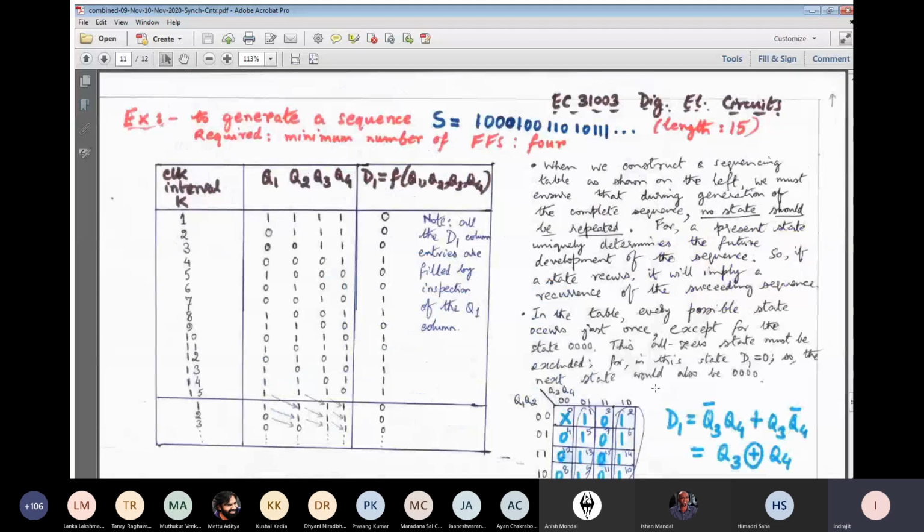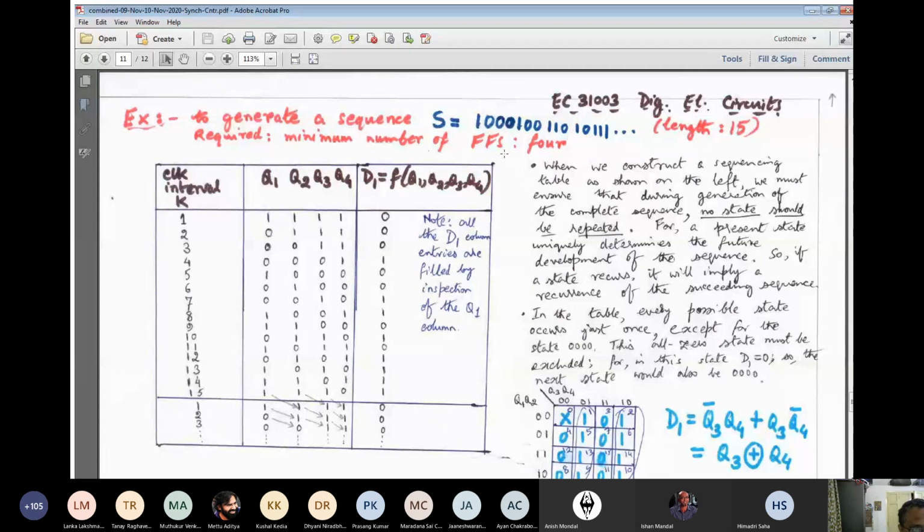Read the problem. So what you are supposed to do here? You see, here we are asked to generate a sequence of length, what is the length? You can read. It is length 15. 1 followed by 3 0s, 4 plus 3, 7, 7 plus 3, 10, 10 plus 2, 12, 12 plus 3, 15. So a sequence of length 15 we are supposed to generate here.